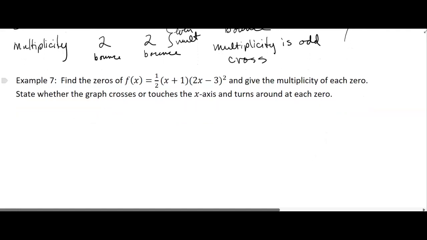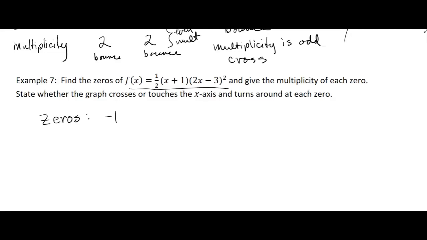Now, it says find the zeros. They already have it factored for us, so we should be able to tell the zeros. The zeros are -1, and the other one's going to be 3 over 2. If you don't know how to get the 3 over 2, take the factor 2x minus 3, set it equal to 0, and solve, and you should get 3 over 2. So we found the zeros. Give the multiplicity.